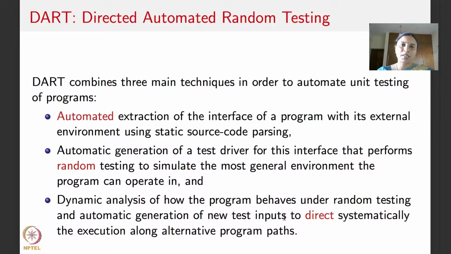So let me repeat the 3 steps of DART. The first step is DART figures out automatically what are the interfaces the program has. After it does that, DART writes a test driver, again automatically, that picks up a random test case from the interface and starts executing the program on the random test case. As the program executes the random test case, DART collects a few pieces of information. Using that information, DART will now generate newer and newer inputs that will systematically explore the program on paths around the paths that the program took on the random test case.